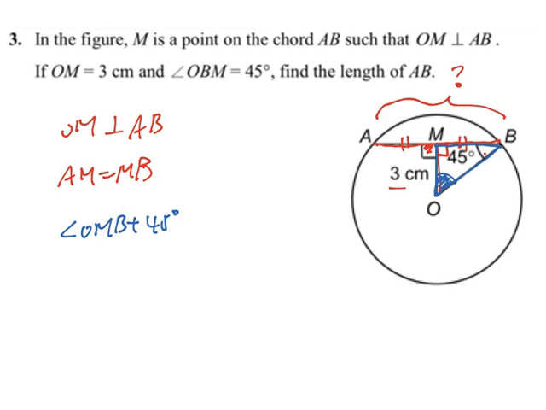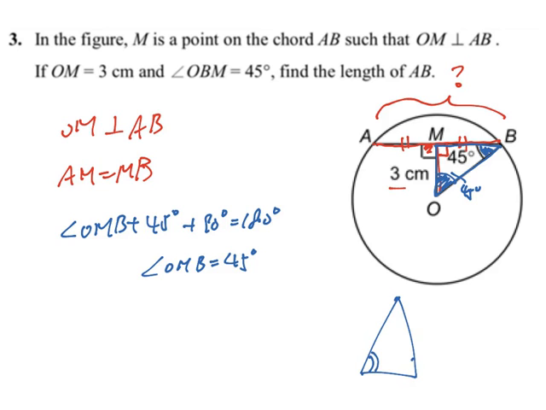So plus 45 degree plus 90 degree, it is equal to 180 degree. So angle OMB is equal to 45. So this one is 45. You see, the base angles are the same, they are 45. So it is an isosceles triangle. If they are same, then this length is the same. Okay, isosceles triangle.